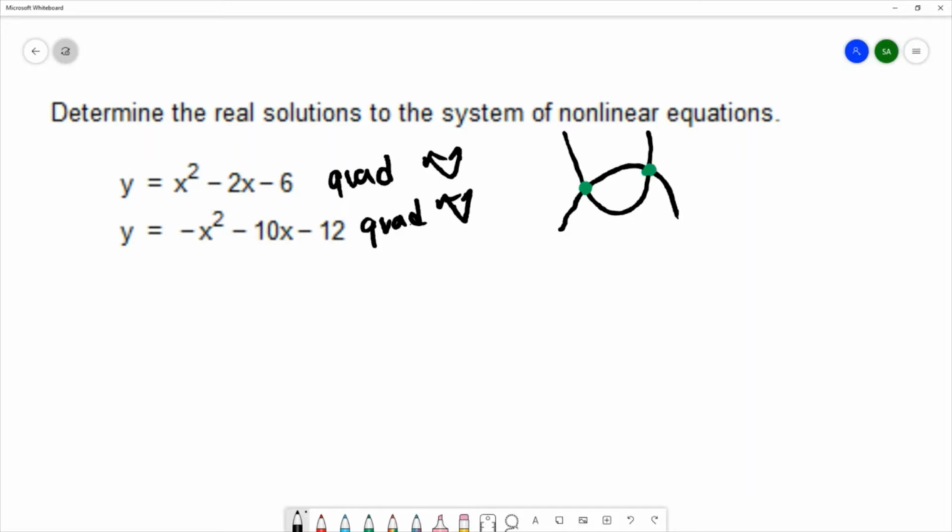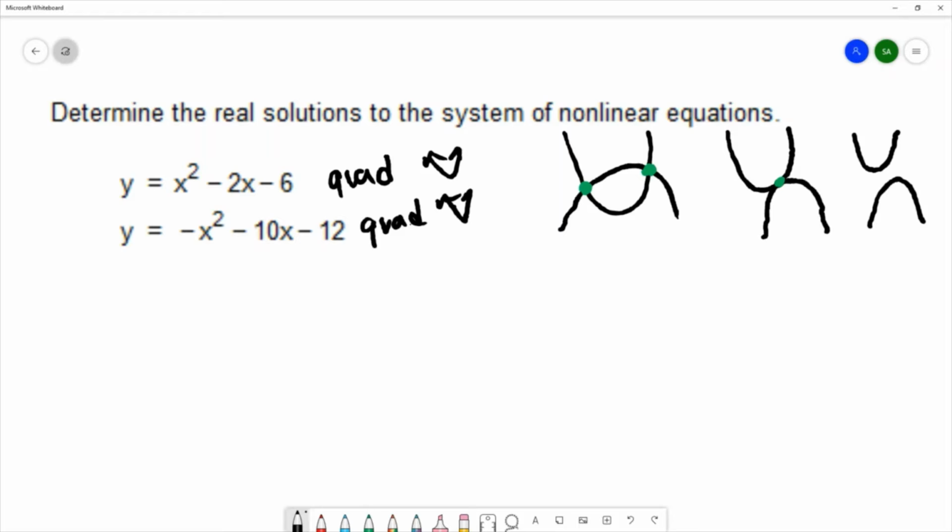You could also have the two parabolas maybe touching in a single point like this, and that would mean there would be one intersection point and one solution. And you could also have the two parabolas missing each other completely, maybe like this. So we could have no solutions. For this example, we have the potential of two solutions, or one solution, or no solution.